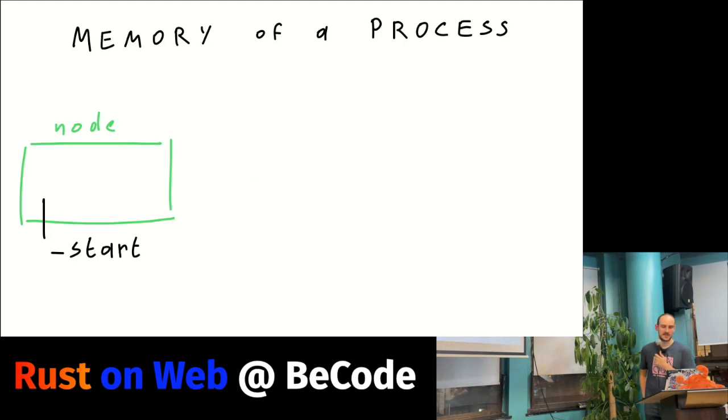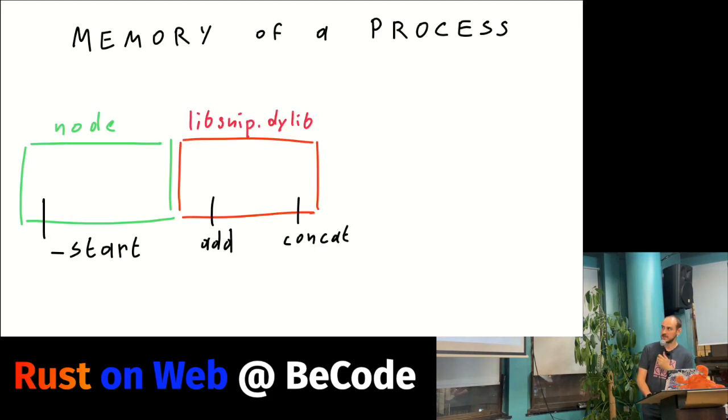Here, in the same process, we will not have only the memory of the Node code base, we will also have a binary, a dynamic library. It's not snip, it's libsnip, because a prefix is automatically added. This is a Linux machine, so it would be .so, but I made my slides on macOS, where it is .dylib, like dynamic library. And I have two entry points, one add and one concat, just for the sake of the example.